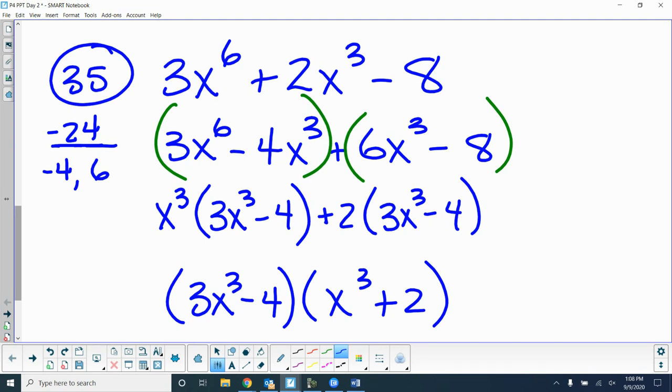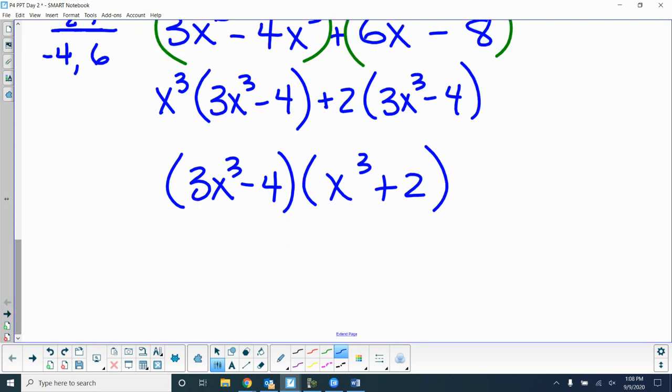45 was a tricky one, so I'll show you that one. I'm not going to quiz you on one like that. I'll do the ones on the quiz that look more like number 40 instead of 45.